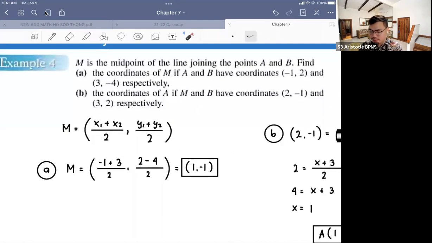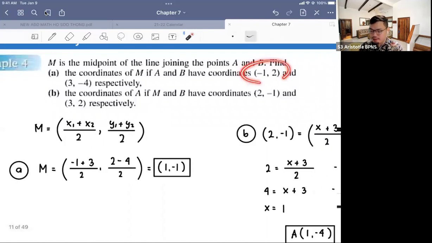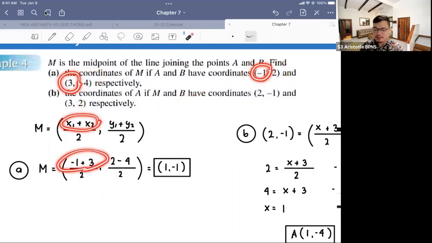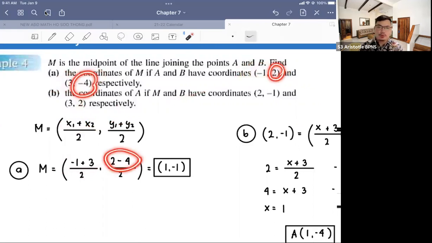Okay, so let's apply these coordinates in this formula. Now, what is X sub 1, X sub 2? So it's -1 and +3. So it's -1 plus 3 and then divided by 2. And for your Y coordinate of the midpoint, it is 2 plus -4, or simply 2 minus 4, and then divided by 2.